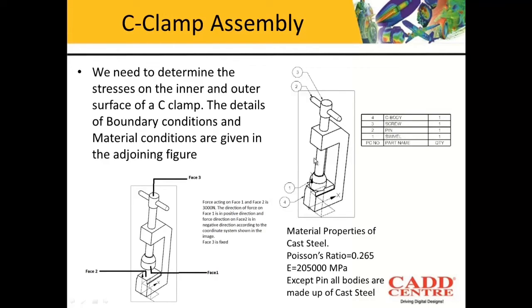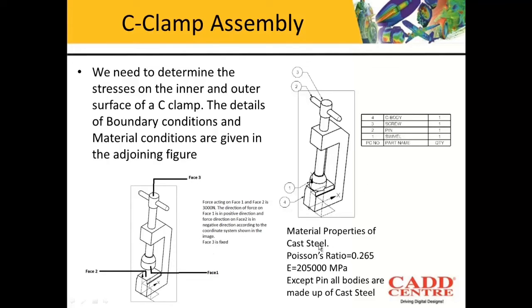Now you can see the details over here. We have 4 components in the assembly. The components are also marked over here. After that, you can see the boundary condition data and other data for the assembly. We have marked 3 faces over here, face 1, face 2 and face 3. There are forces acting on face 1 and face 2, which are of 3000. One is acting in the upward direction and one in the downward direction. So that is the force boundary condition. Then we have one boundary condition on face 3, that is a fixed support. So face 3 is fixed.